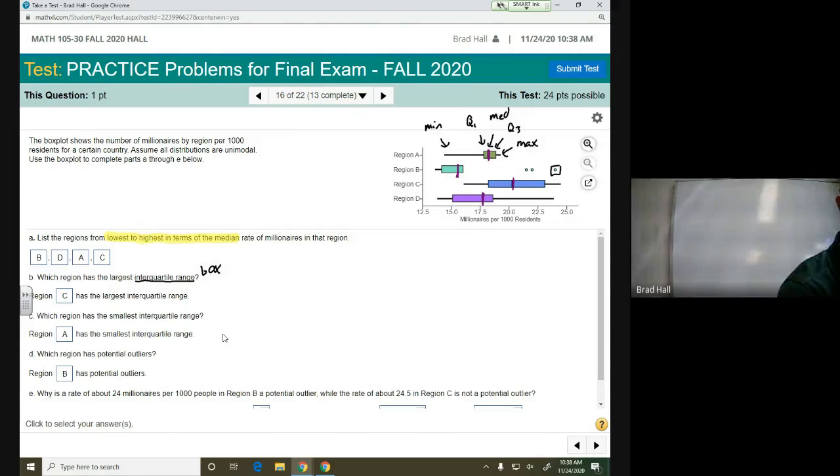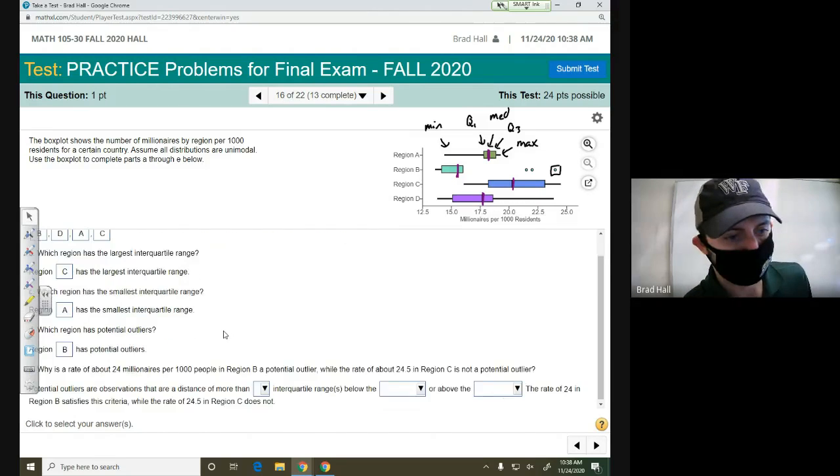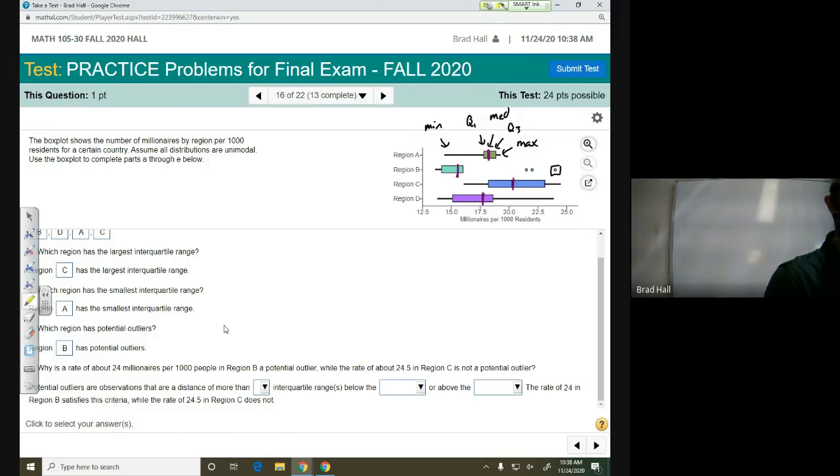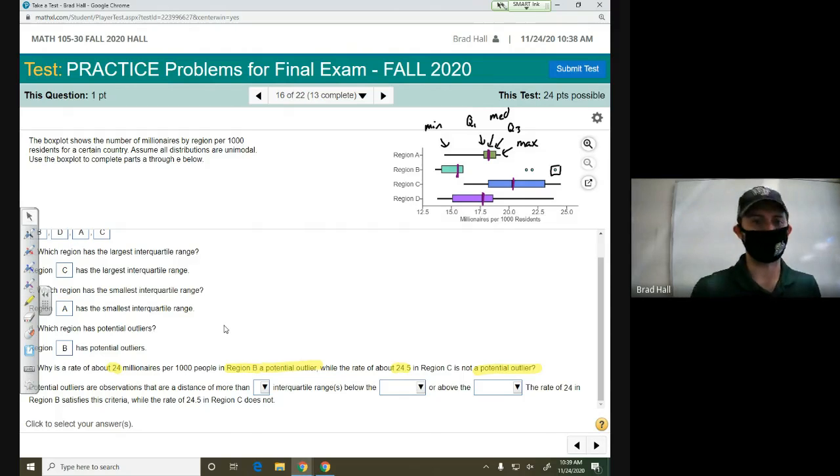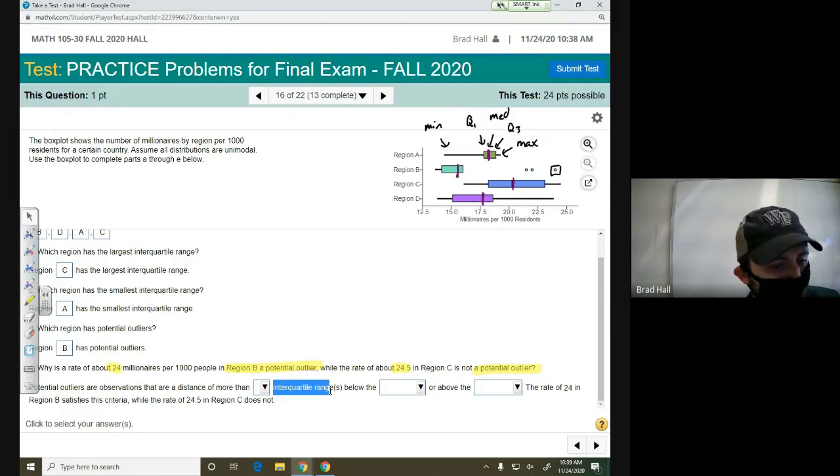And so it asks for one more interpretive thing at the bottom. It words this as an interpretive question: why is 24 considered an outlier for one, but 24.5 is not an outlier for another one? It sounds like it's more engaged than it is, but then it starts to ask you for the definition of the fences, which help you determine outliers.